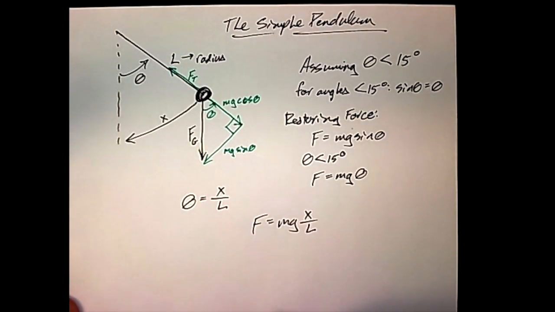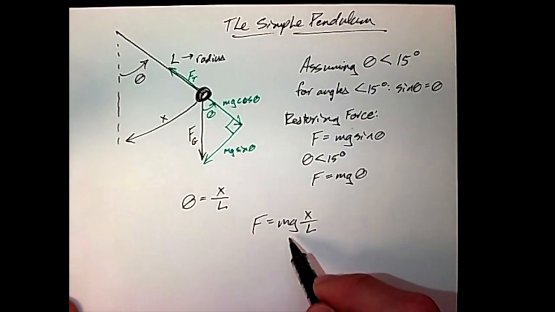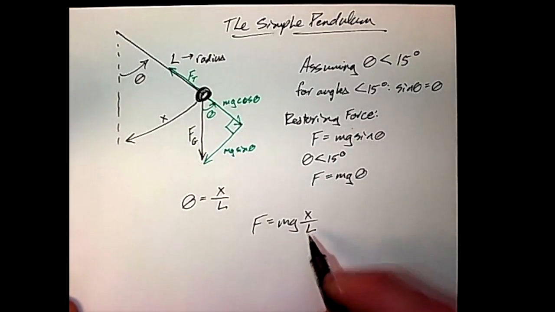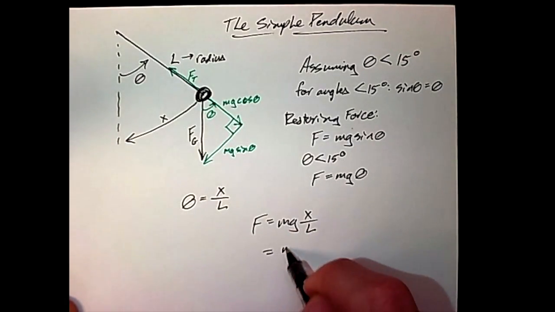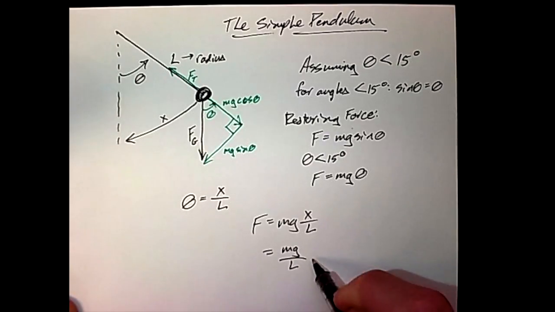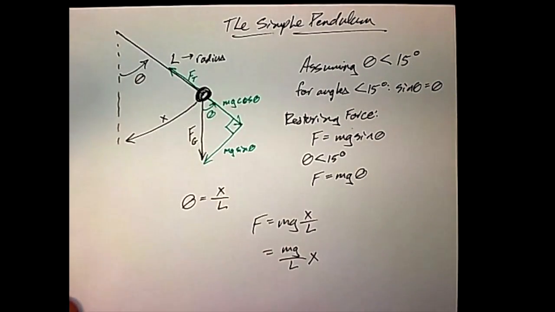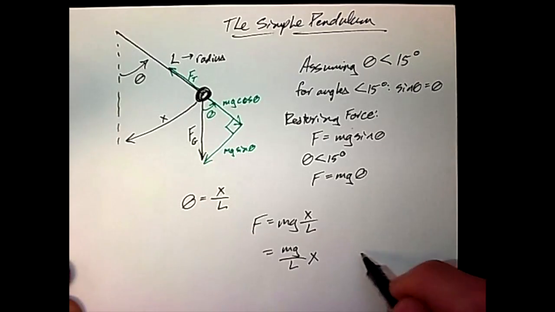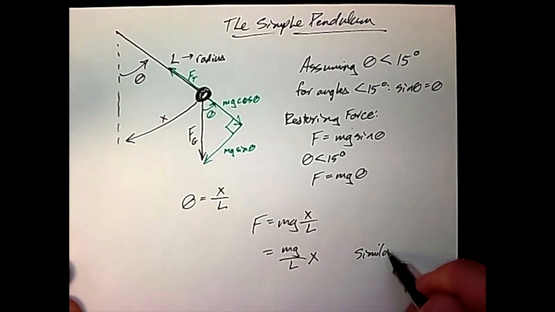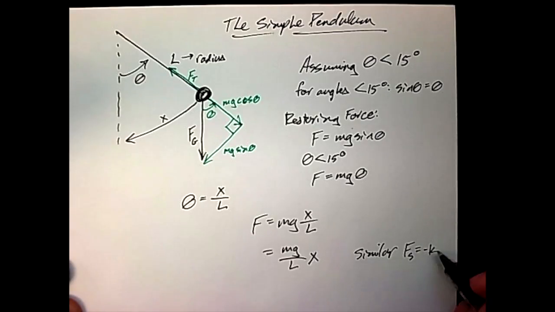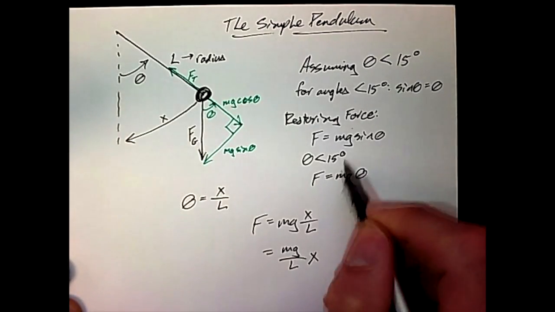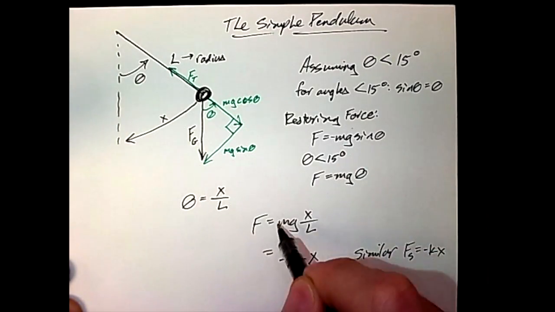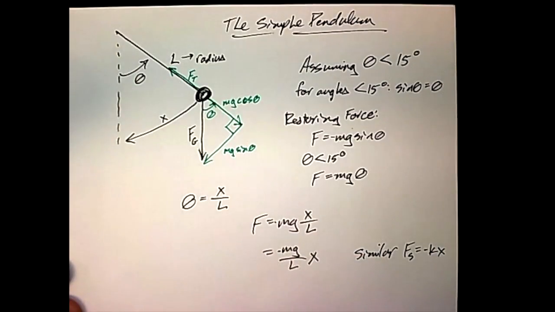And so if we rearrange this just a little bit to put the mg over L in the first term, mg divided by L times x. This is similar, but not exactly the same, to Hooke's law, F_s equals negative kx, right? Keep in mind that I said there should be a negative sign ultimately here, which is what makes this really look like that same formula.